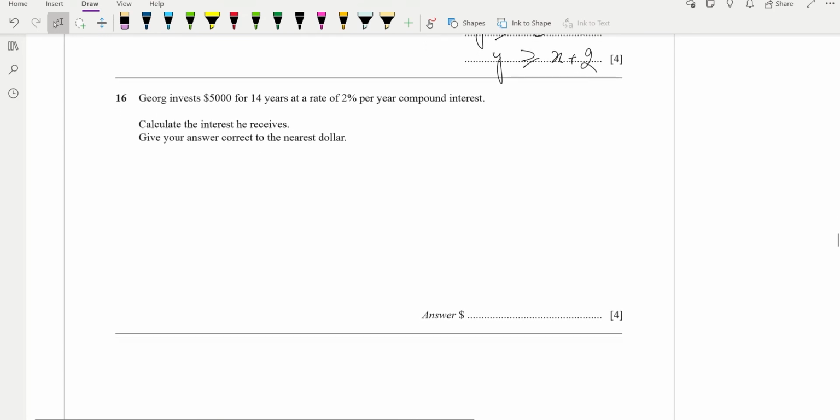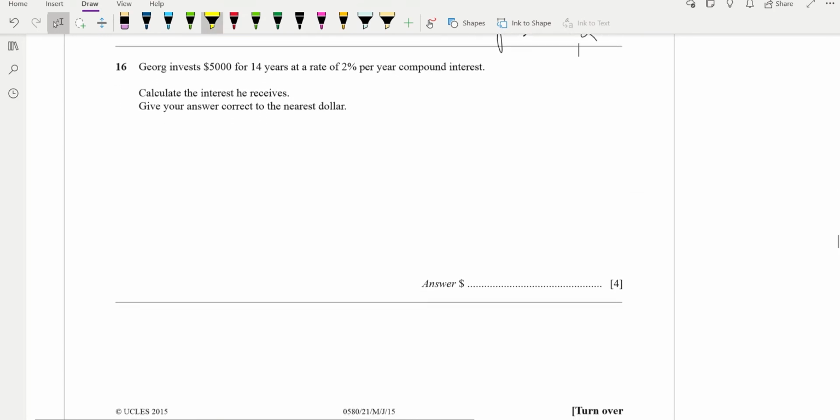Now the question number 16. George invests this much amount for 14 years at a rate of 2% compound interest. Calculate the interest. Now in this case we have to tell about the interest, not the amount. Give your answer correct to the nearest dollar.